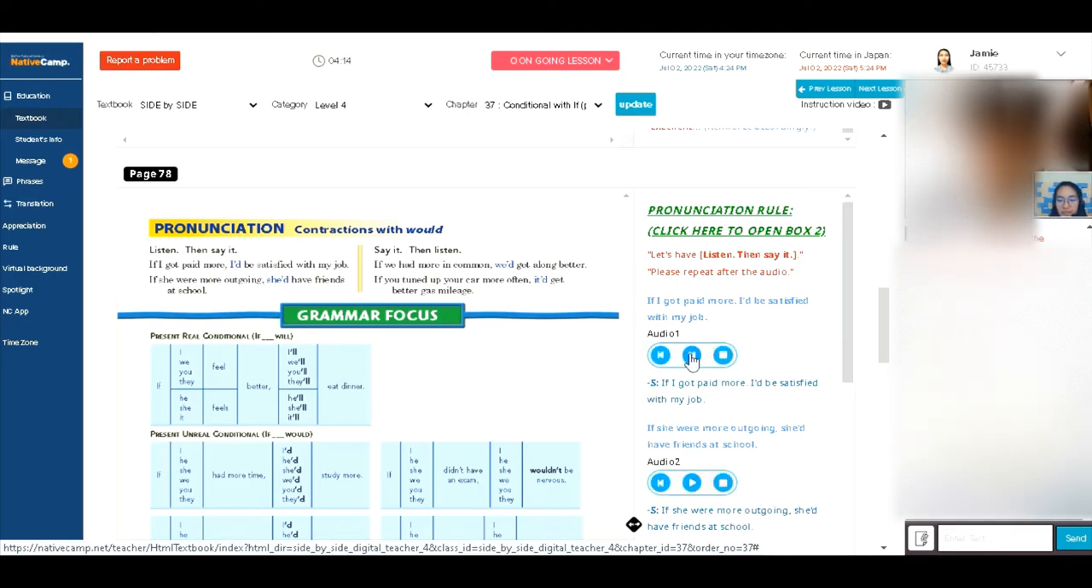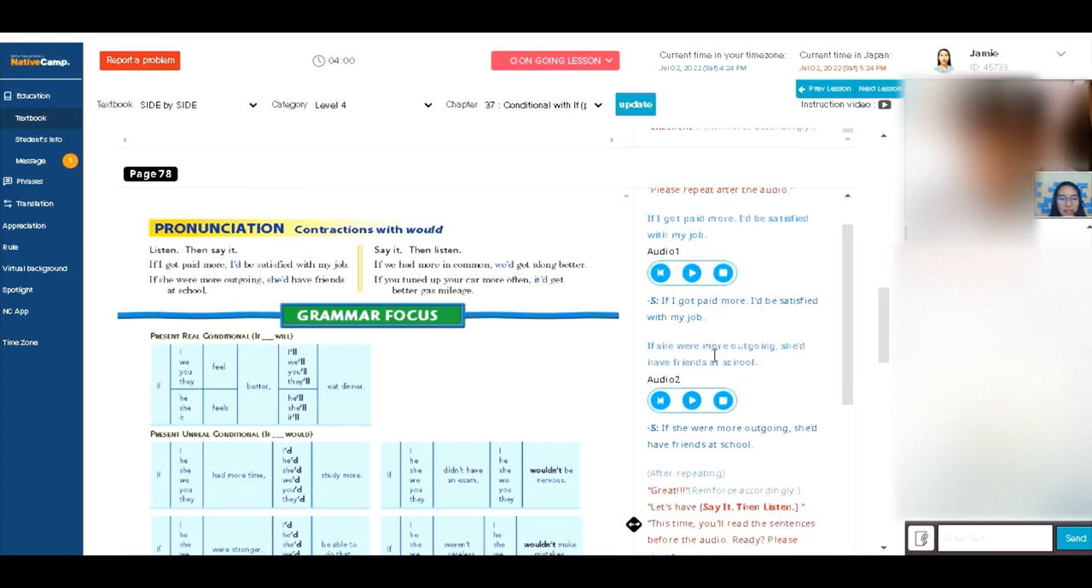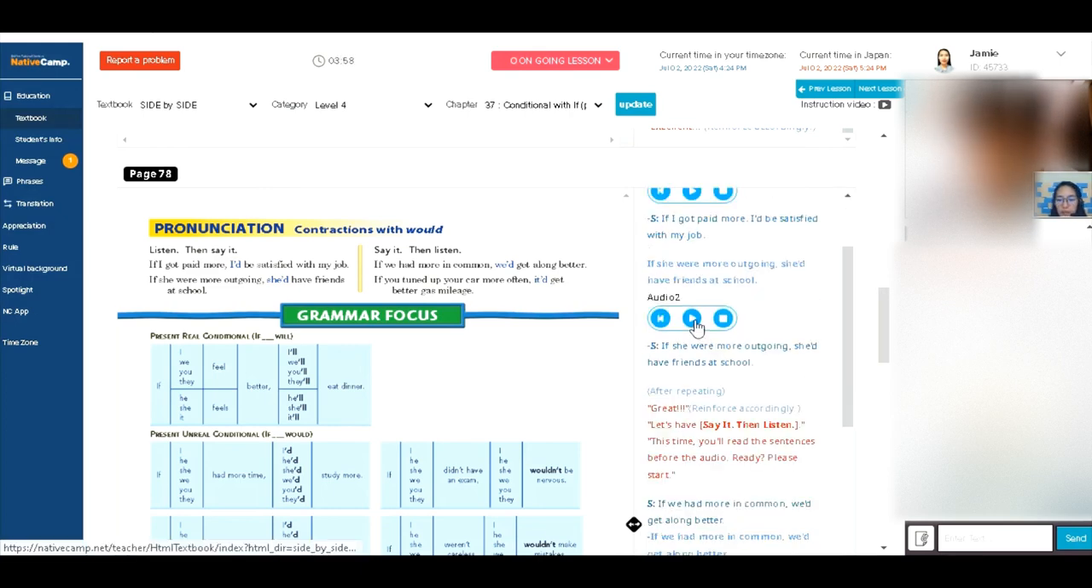If I got paid more, I'd be satisfied with my job. If I got paid more, I'd be satisfied with my job. If she were more outgoing, she'd have friends at school. If she were more outgoing, she'd have friends at school.